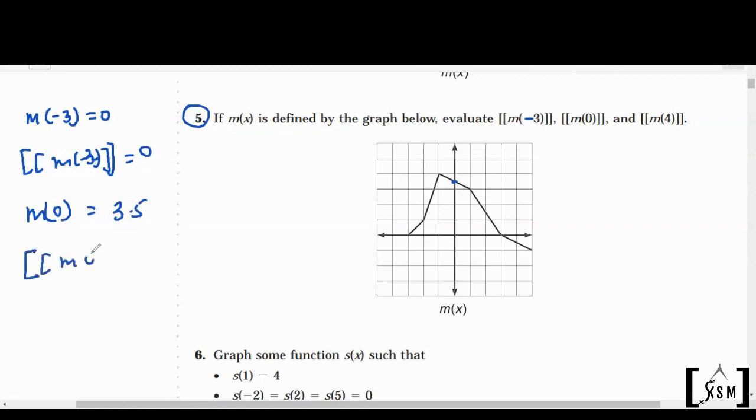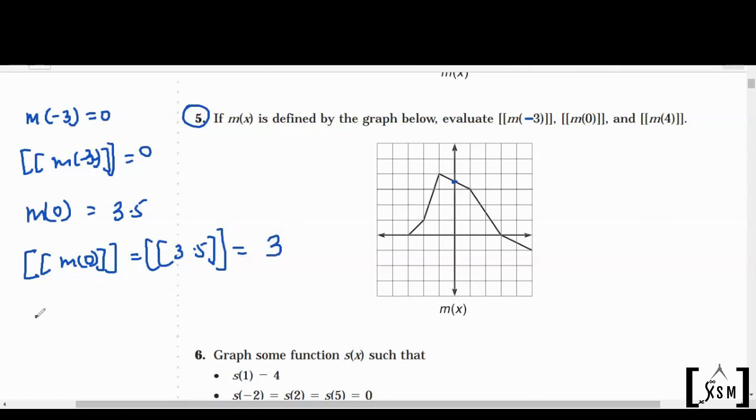So have a look, please. So greatest integer m0 is what? Greatest integer 3.5. So what is the greatest integer 3.5 value? Greatest integer 3.5 means what is the first integer which is less than 3.5? So first integer which is less than 3.5 is just 3. So my answer is 3.